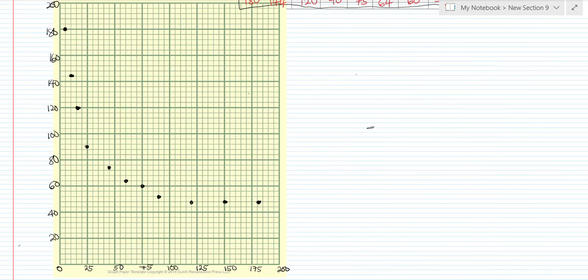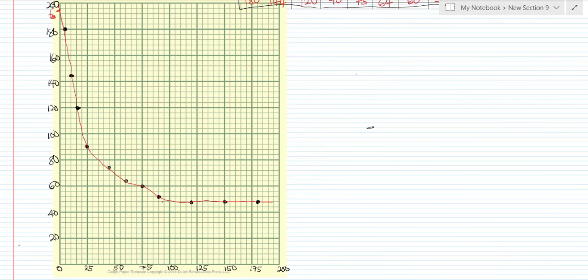Then we draw a smooth curve across these points. After drawing the smooth curve through, this is what we get. Then we extend this backwards and touch the y-axis. Where it touches the y-axis is your F naught, the initial value.